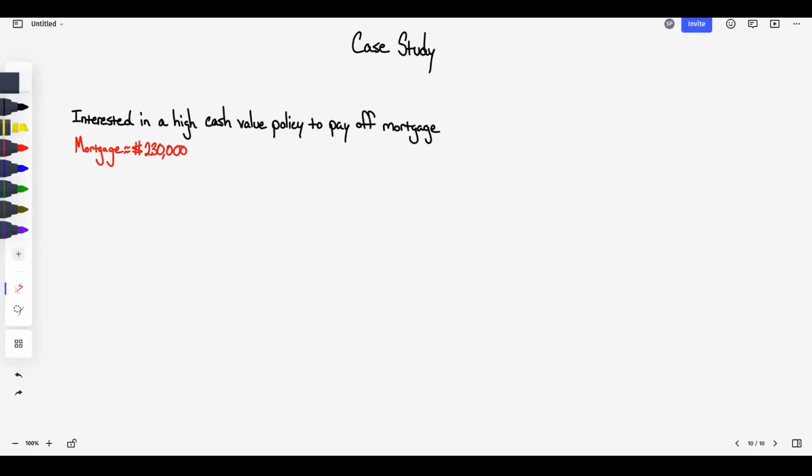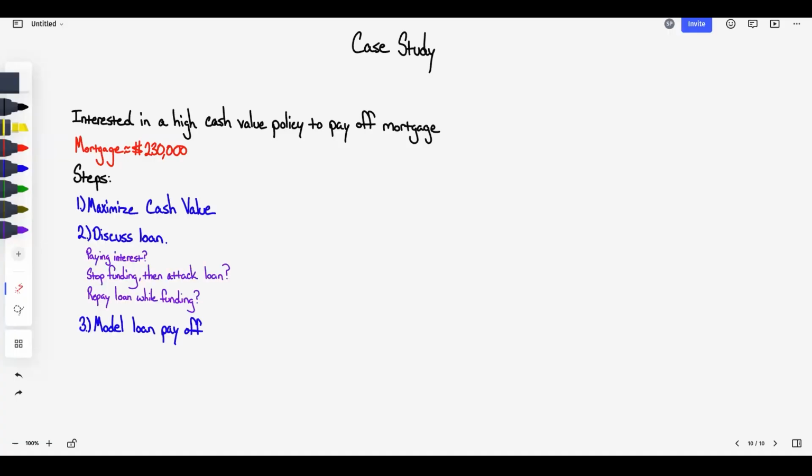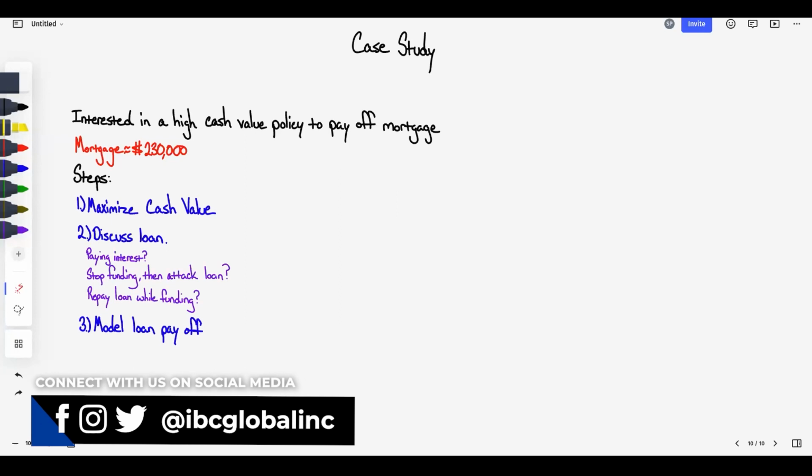So let's go through the necessary steps first, what I would recommend everyone start with. So he has a mortgage. The current balance as of today is approximately $230,000. Step by step, what to do.